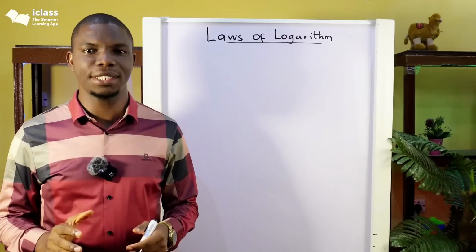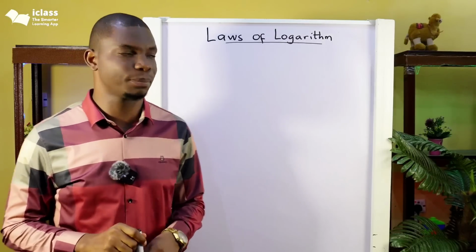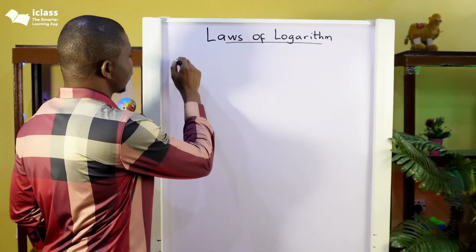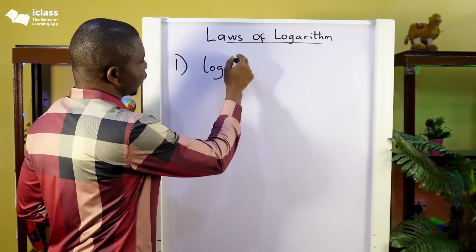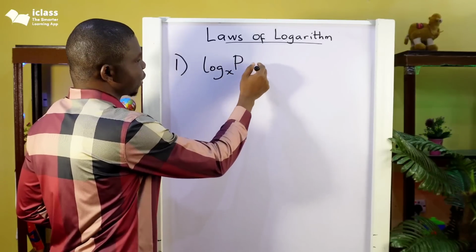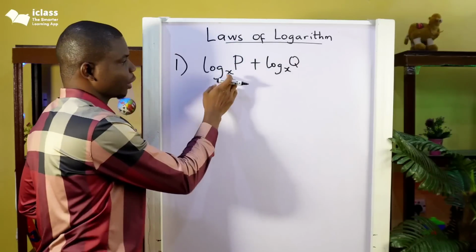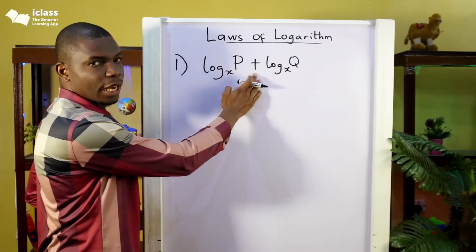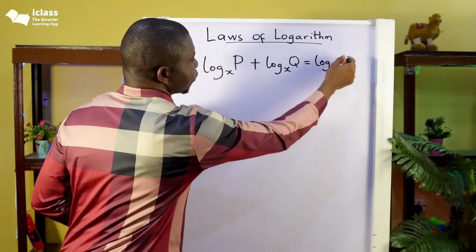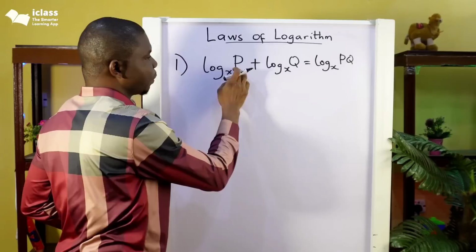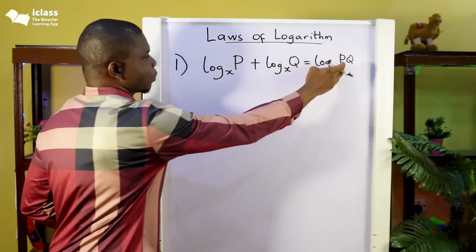Having known how to interpret a logarithm equation, let's now move on to talk about the different laws of logarithm. I'll be bringing out 4 laws of logarithm. The first is if we have log p base x plus log q base x. So when you have logarithm of the same base added together, you would have log pq. So you multiply their arguments when the base is the same and you are adding them. You just multiply the arguments.